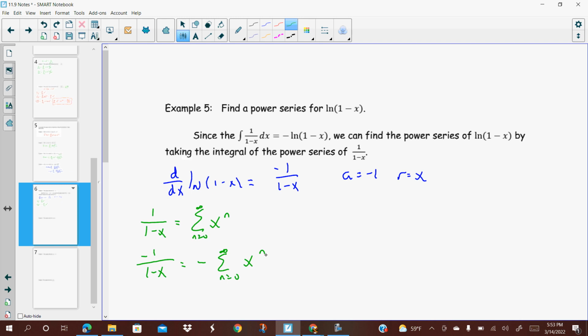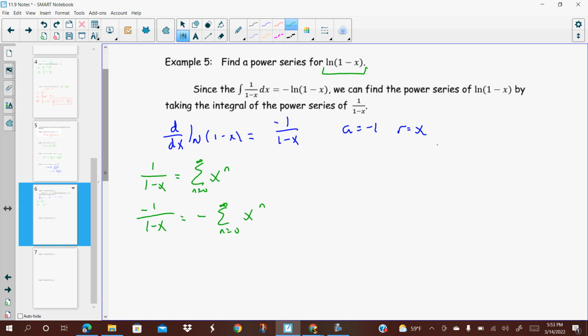However, negative 1 over 1 minus x was actually the derivative of the original one that we had here. So in order to get back to the original one, now we have to integrate or take an antiderivative. So the natural log of 1 minus x we know was the antiderivative of negative 1 over 1 minus x. So I need to take the antiderivative of my series. So I'll put the c out front. Technically, it's plus the minus, so I'll just leave the minus. And now the x is going to get raised to the new power n plus 1, and then we'll divide by n plus 1.